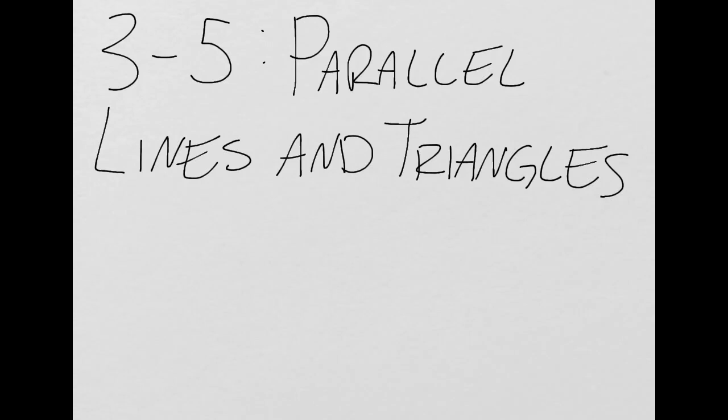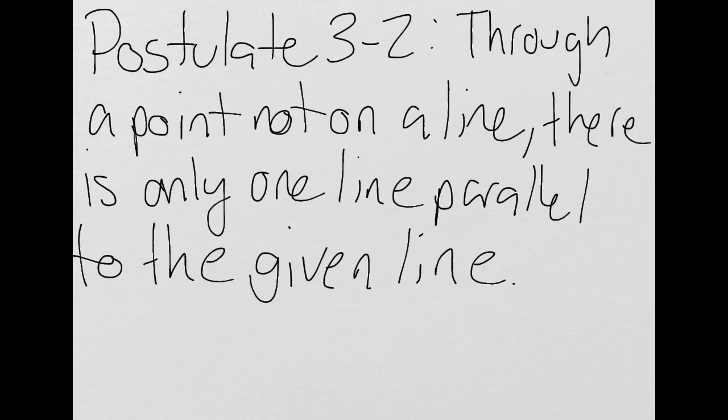All right, this is section 3-5 on parallel lines and triangles. So the objective for this lesson is to show that the sum of the angle measures for triangles is always the same. So let's start off with a postulate.